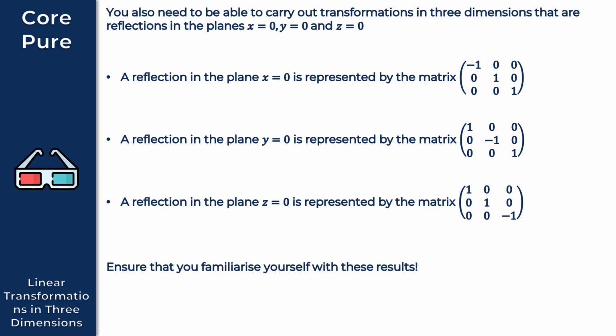So just to ensure that you familiarize yourself with these results, these 3 results here are not given in the formula book. So it's up to you to memorize these results. Okay. So there we have it. So that gives us everything that we need here then for the reflections in the planes x equals 0, y equals 0, and z equals 0.